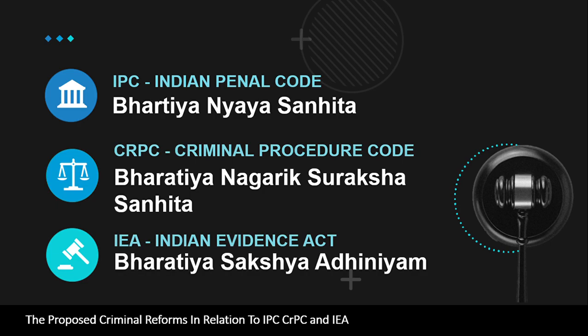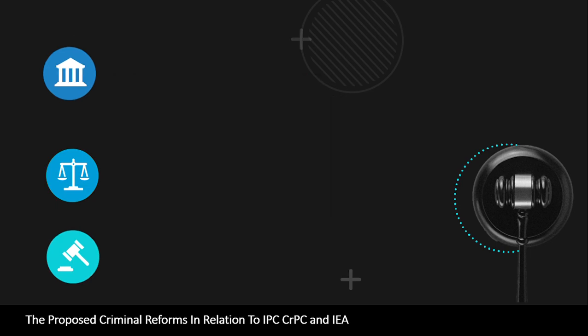So Bharatiya Sakshya Adhiniyam. To make it easy to remember, the Indian Penal Code is replaced by the Indian Justice Code. Justice is Nyaya. Code is Sanhita. Criminal procedure for punishments is what protects the citizens. So Bharatiya Nagarik Suraksha is the way of protecting humans. And Act, this is the Indian Evidence Act. It starts with A, so Act is Adhiniyam, and evidence is Sakshya. So Sakshya is evidence.